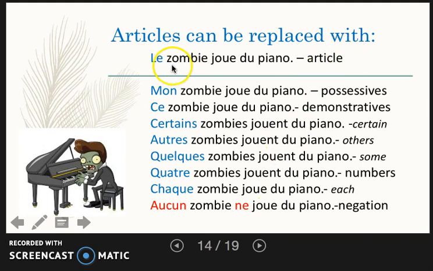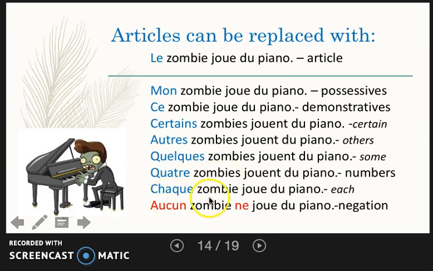So, "le zombie joue du piano" has an article, but I can replace it with a possessive, "my zombie," or a demonstrative, "this zombie," or words like "certain." So certain zombies play piano, or other zombies can play the piano, or maybe some zombies can play the piano, "quelques zombies," or maybe a number, like 4, 5, or 6 zombies, and then I'm not going to need the article.